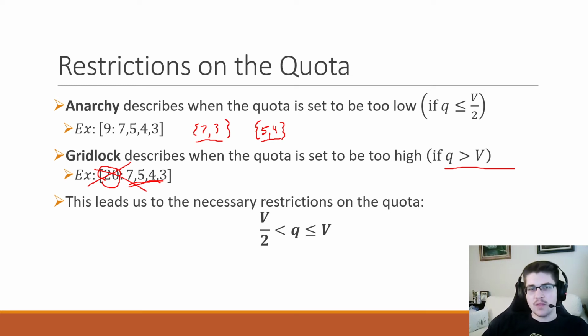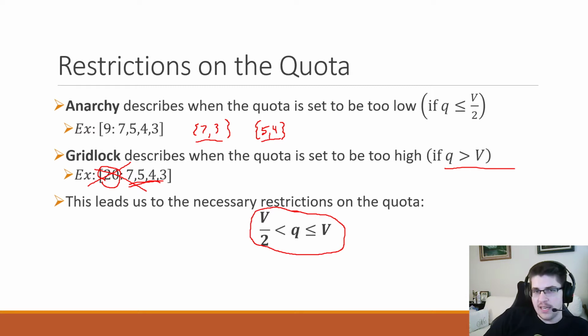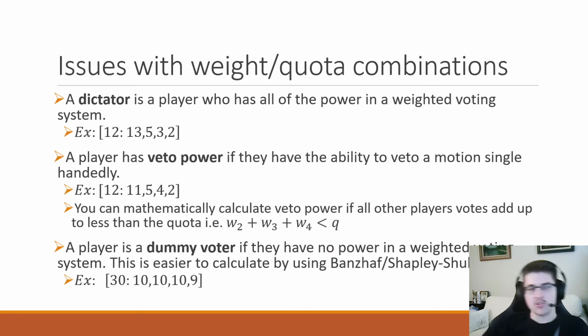The conclusion from all this is that there is a necessary range for the quota, and your online homework questions will probably be asking you what the valid options for the quota are in a particular situation. Where you always want to start is: what's V, and what's a simple majority? What's V divided by 2? That's going to be your baseline range. Beyond there, there are other factors that can complicate the situation, and that's what I wanted to address with the remaining few terms from section 1.